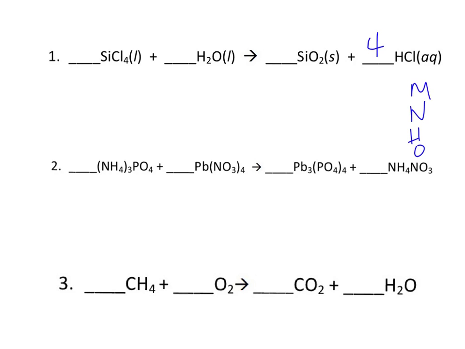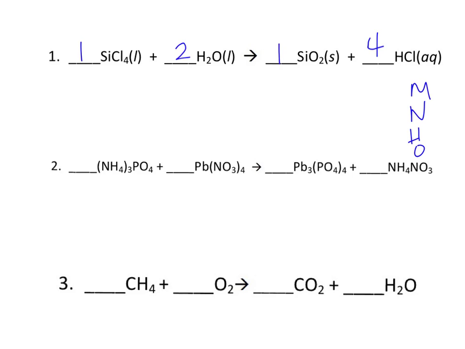So next I'm going to go down to hydrogen, and I've got 4 hydrogen on the product side, right? 4 HCl, so that means I have 4 hydrogen, and I only have 2 over here. So that means I need 2 more waters, or 2 waters total. And so that gives me 4 hydrogen on this side. And then next I can go to oxygen, and I've got 2 oxygens here, and I've got 2 oxygens here, so this reaction is balanced.